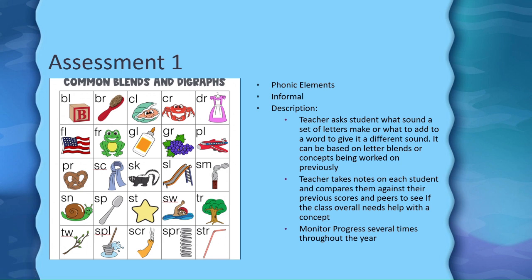So within each chart, a teacher can just take notes and compare them with their previous scores, and also can compare it with their peer scores, just to see generally how the class is doing. But then also if certain students are struggling with certain mouth sounds like the S sound or the R sound, then that can be targeted within small groups, or if the whole class is having trouble, then that can be re-reviewed. And then the progress can be monitored several times throughout the year. Informal assessments are very simple and flexible, so it's easier to just check in with these.